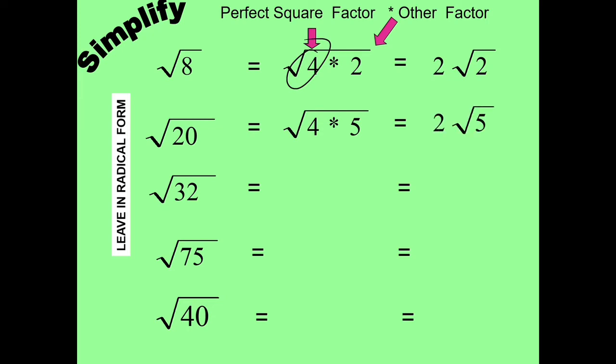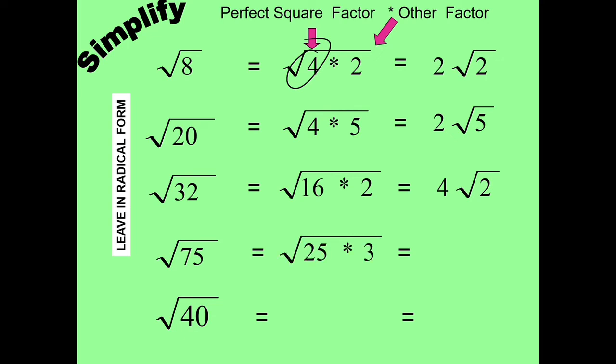Square root of 32 is square root of 16 times 2. And we know that 16 is also a perfect square. So, pwede na natin siyang ilabas as 4, because the square root of 16 is 4. And then, yung square root of 2. 75 naman is square root of 25 times 3. And then, we know that 25 is a perfect square and the square root of 25 is 5. And then yung square root of 3.